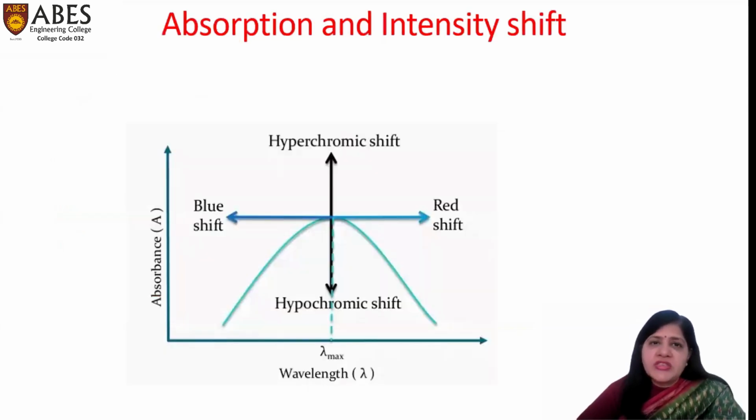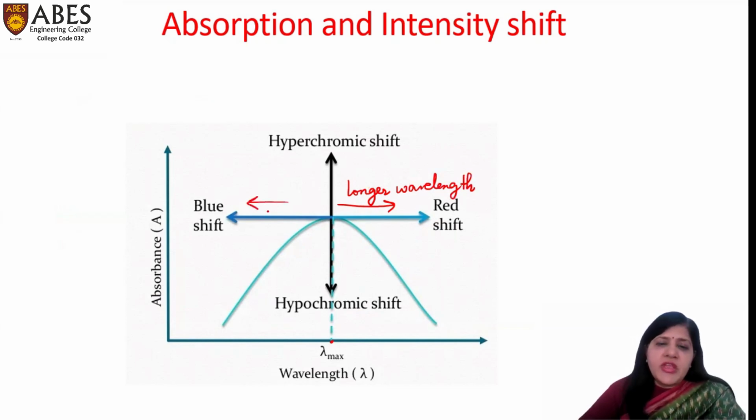So if we summarize all the absorption and intensity shifts, we can say that red shift is defined when lambda max shifts towards the red region of a spectrum or towards the longer wavelength. Blue shift or hypsochromic shift occurs when lambda max shifts towards the shorter wavelength. This is known as blue shift.